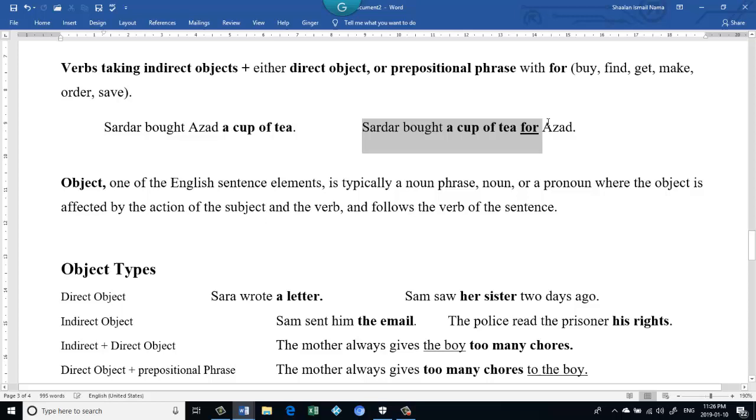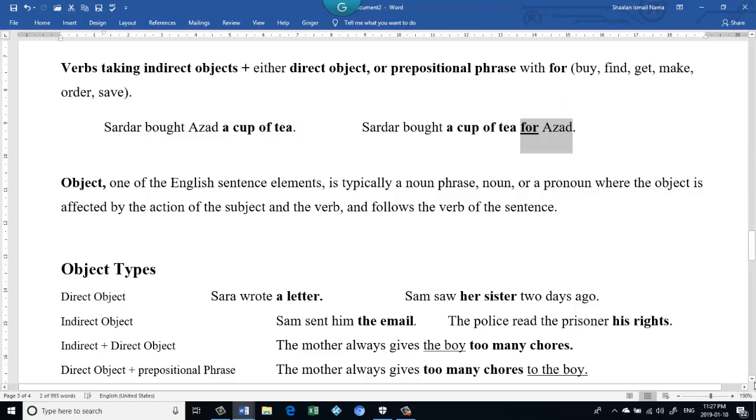Or you could have it like this: Sardar bought a cup of tea for Azad. Then we have the object or prepositional phrase with for. Sardar is the subject. Bought is the verb, the main verb. A cup of tea here is going to be the direct object, and then we have the second object, you could say the object of the preposition.